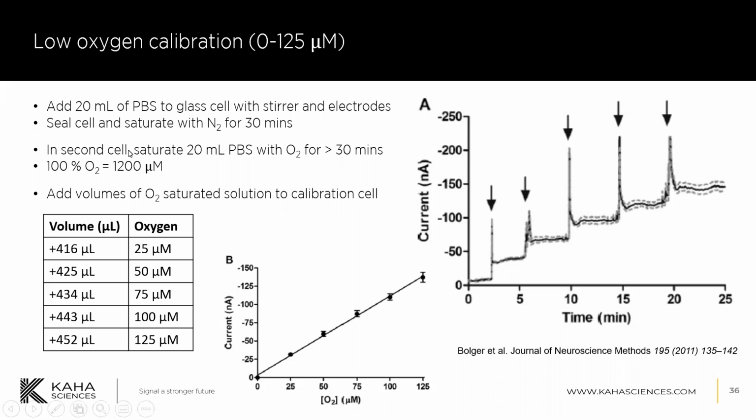And then in a second solution of PBS, same known quantity, we bubble that with 100% oxygen for more than 30 minutes. And so we know that there's a high, known oxygen concentration in that solution. And by adding very carefully calculated known volumes of the high oxygen solution to our original solution, we get these changes in the oxygen levels within that solution, and you can create a multi-point calibration chart that way.